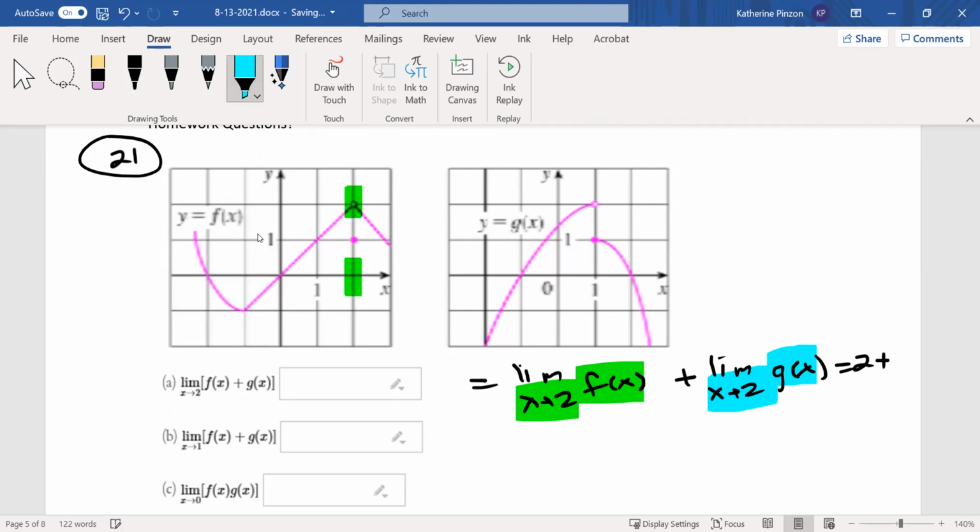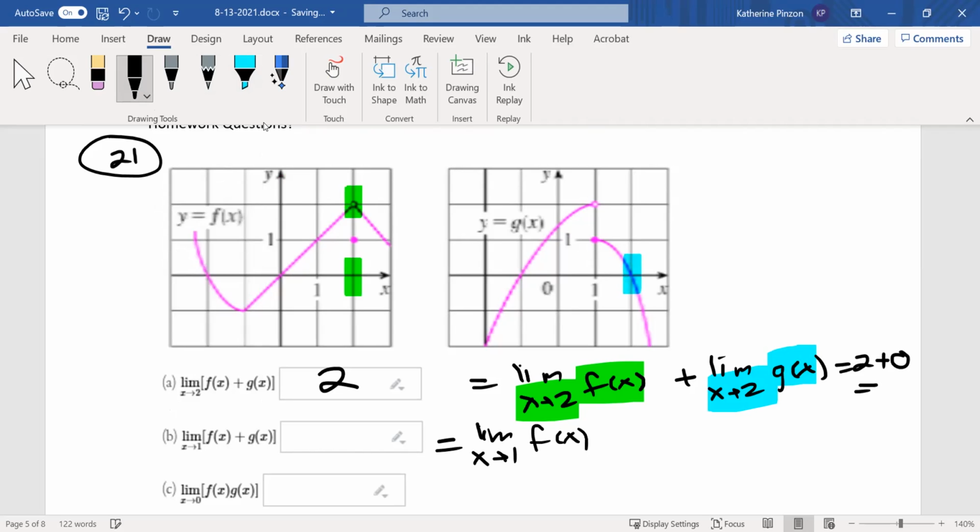Okay, so this one I'm going to go to the g graph. The g graph is this second one. I'm going to go near x equals 2. Here's x equals 2. What are you going to say the limit is? 0. 2 plus 0, 2. Great. Okay, next one. I'm going to do the same thing, except in this one I'm going towards 1.